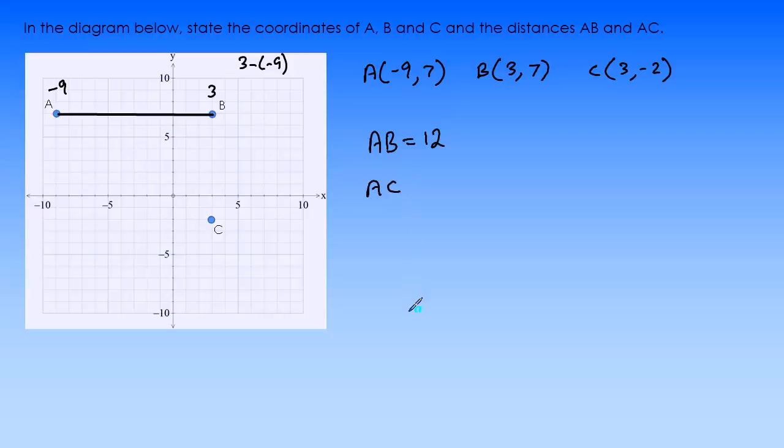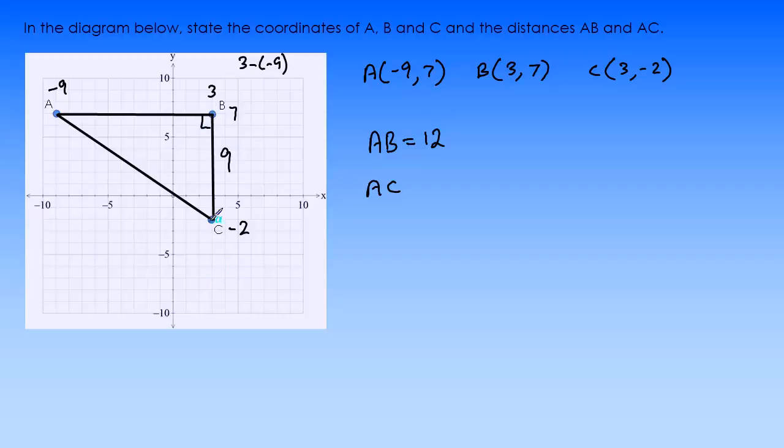We also want AC. So AC is this distance just here. Now, BC we can do by counting, or by the fact that we know the y-coordinate here is -2, the y-coordinate here is 7, and therefore this distance is 9.